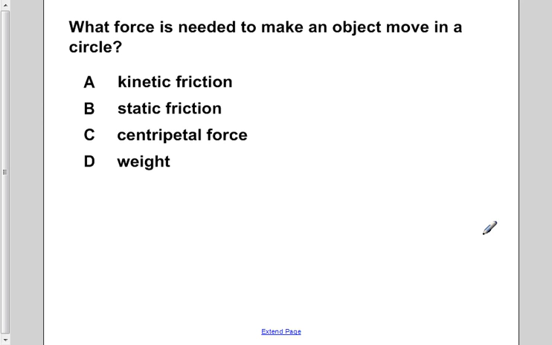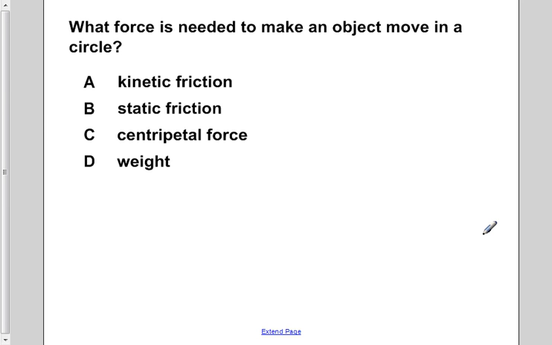This would start to impede the movement of the object in the circle. So kinetic friction would in fact not help the object to move in a circle. B. Static friction. Static friction is when an object isn't moving. So when it's stationary, it's dependent upon how much force you have to apply to actually get the thing started moving. So if the static friction is really high, it's harder to get the object moving.